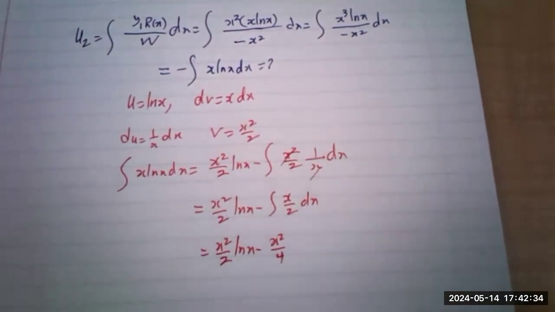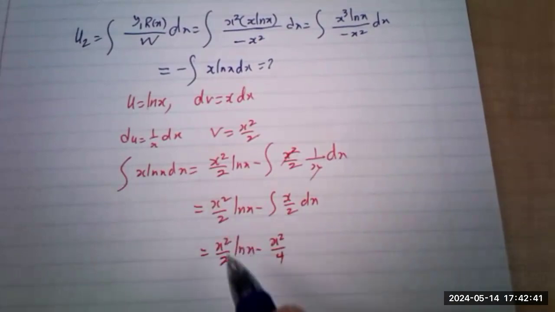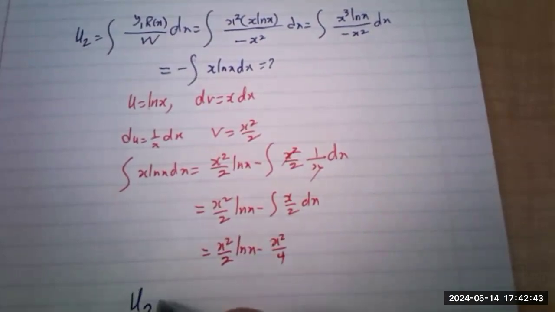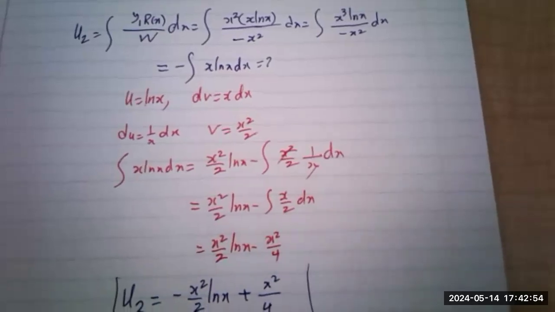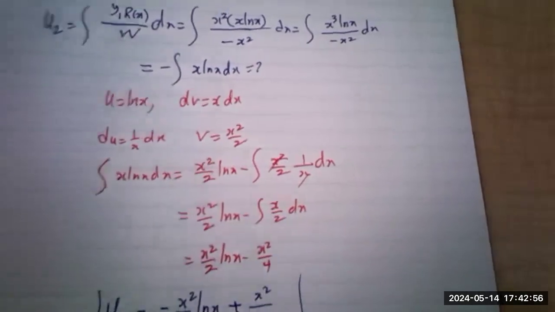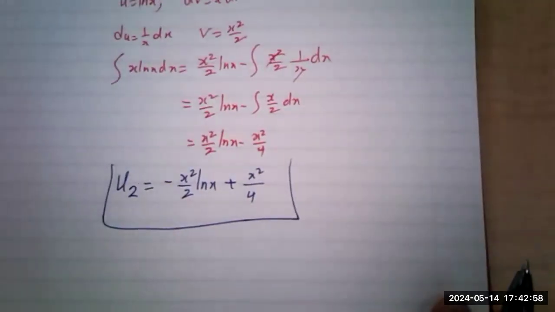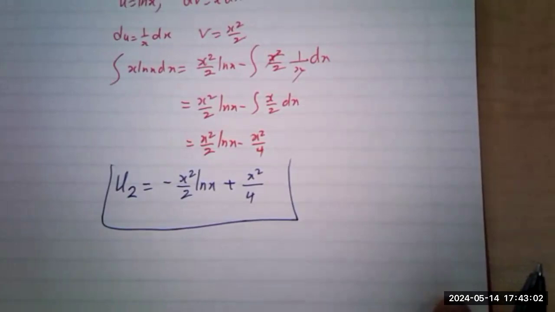Be prepared for all types of powers of x times ln x. There was a negative sign, so u2 is equal to negative x squared over 2 ln x plus x squared over 4. So this is u2. The u1 is x ln x minus x, and this is your u2, but you have to form the yp, and if it's possible, simplify it.